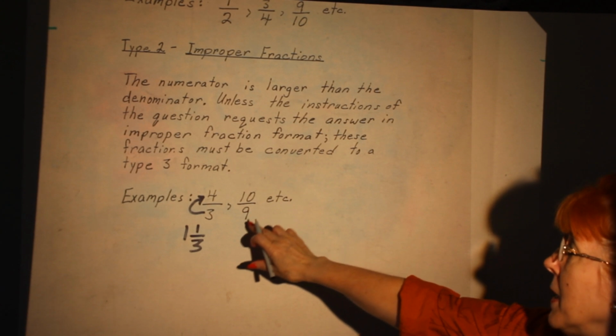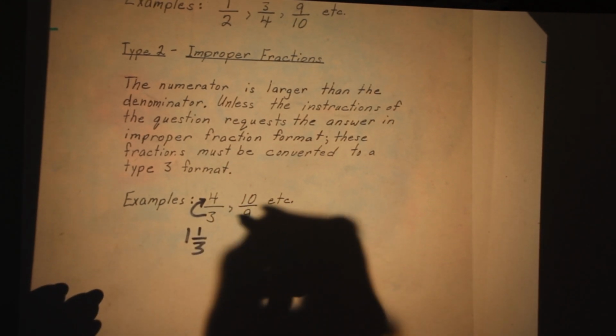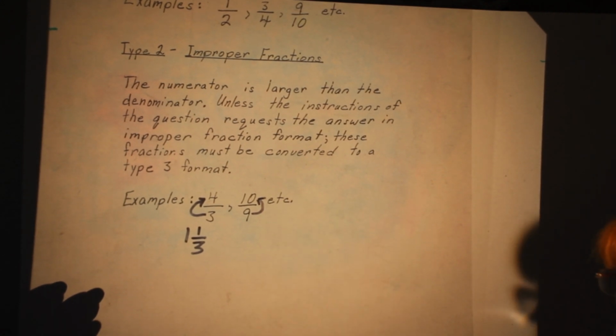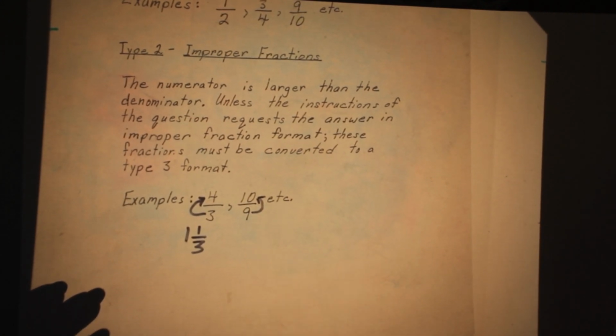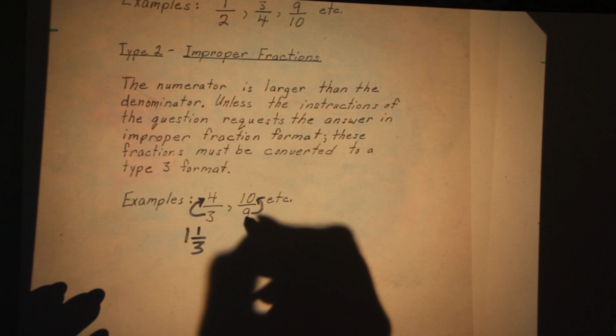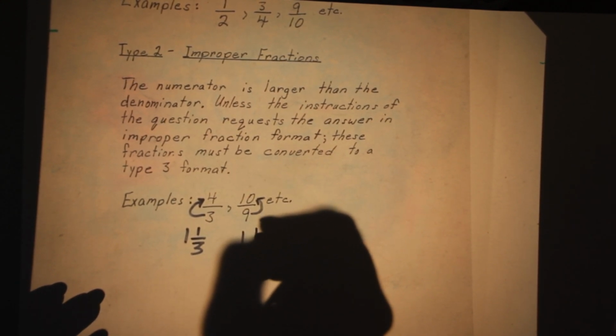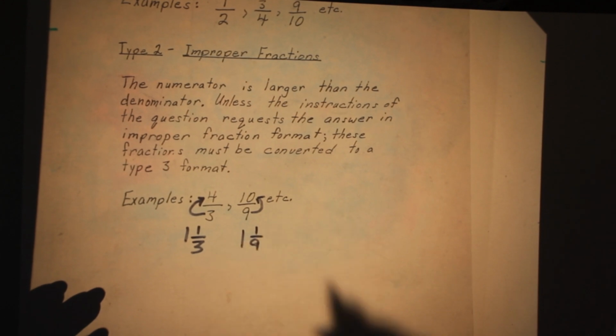Same here. How many 9's can I get out of 10? Always divides this way. It doesn't divide the other way. Always divides denominator into numerator. So how many 9's can I get out of 10? I can get 1, and I'm going to have 1/9 left over.